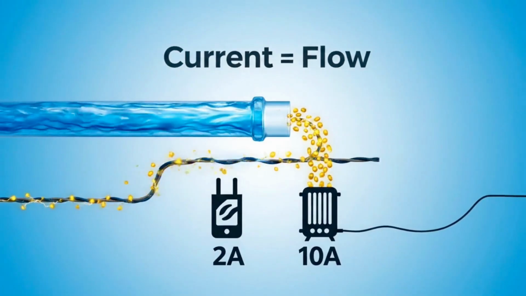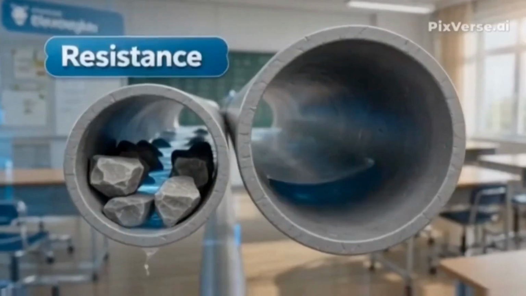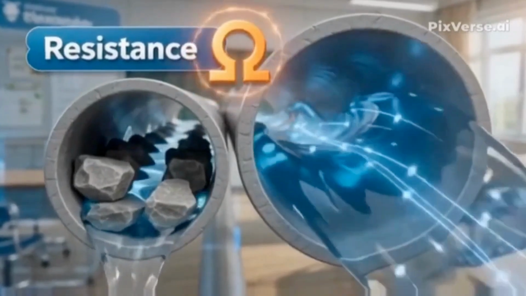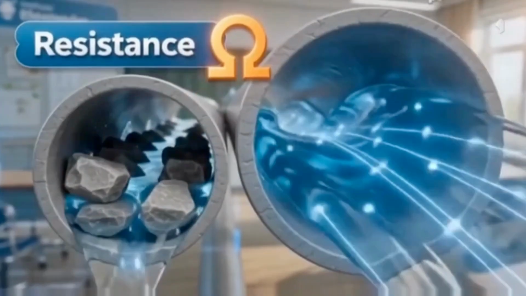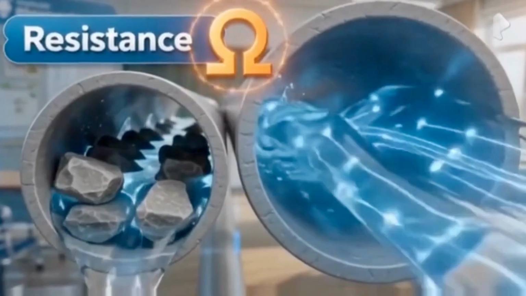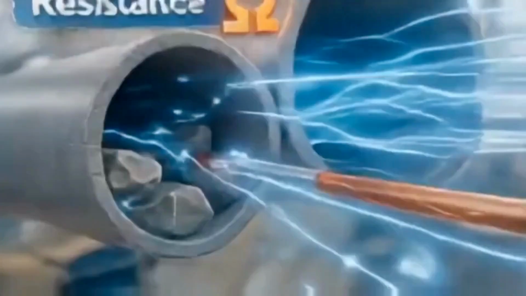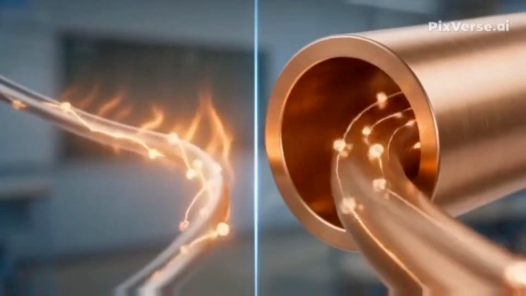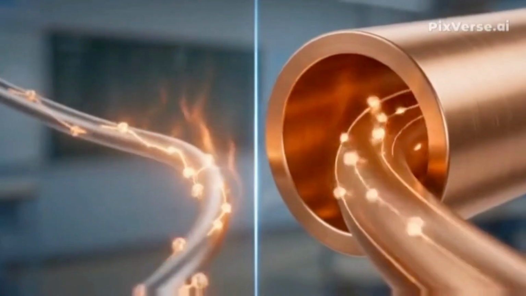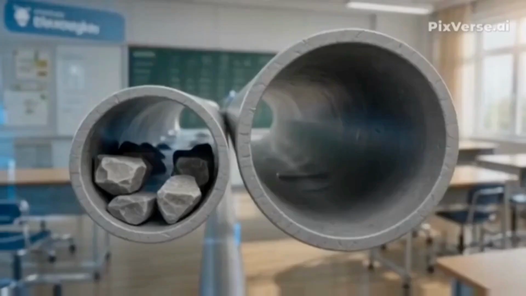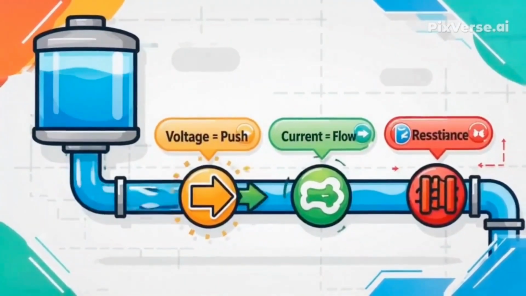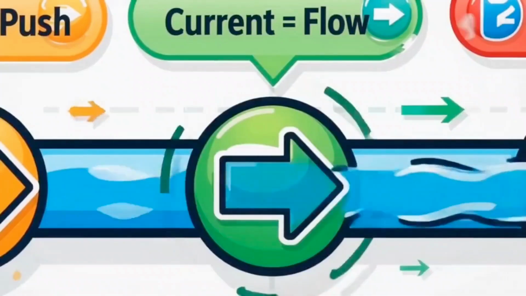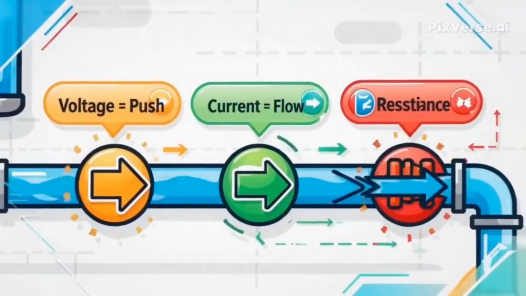Resistance is anything that slows the flow. Imagine a narrow pipe or stones inside it. In electricity, resistance is how much a wire or a component fights the electron flow. It is measured in ohms. A thin wire has more resistance. A thick copper wire has very low resistance. So remember, voltage pushes, current flows, resistance slows. That is the basics of electricity made simple.